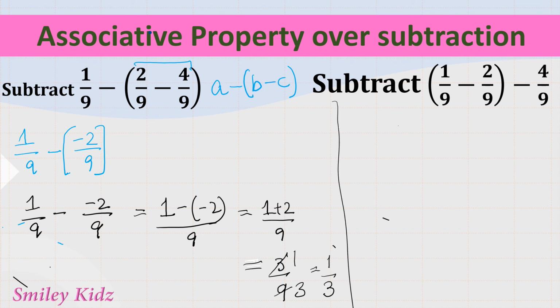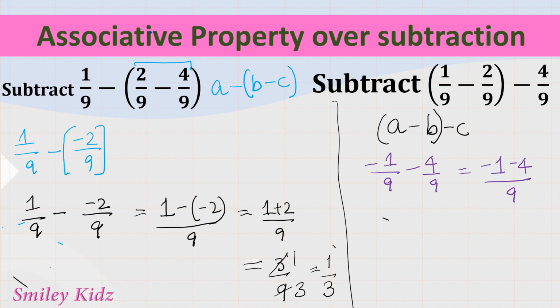That is (A minus B) minus C, where A and B are in brackets. So first we'll be solving the brackets part. 1 minus 2 will be minus 1. Minus 1 by 9 minus 4 by 9, which is equal to minus 1 minus 4 by 9. Here we are having same sign, so we will add and put the bigger number's sign, which is equal to minus 5 by 9. So when we did the first condition, we got 1 by 3.